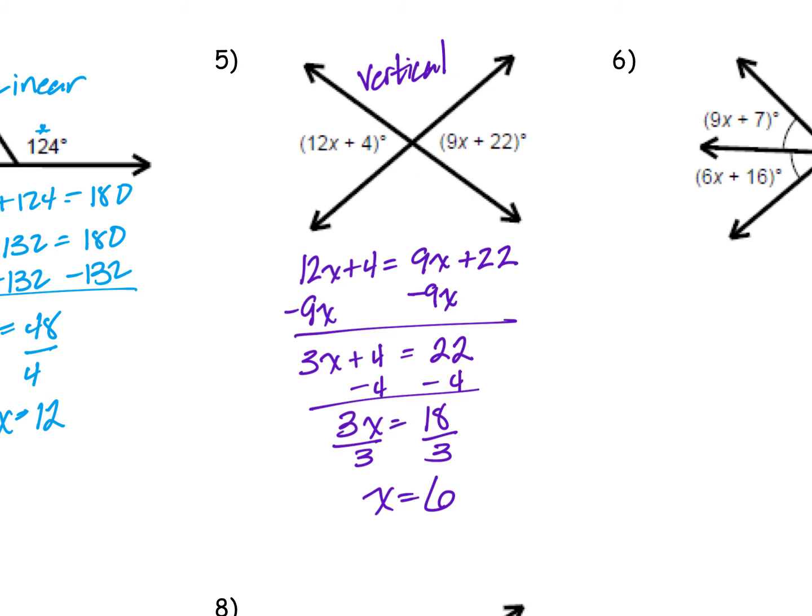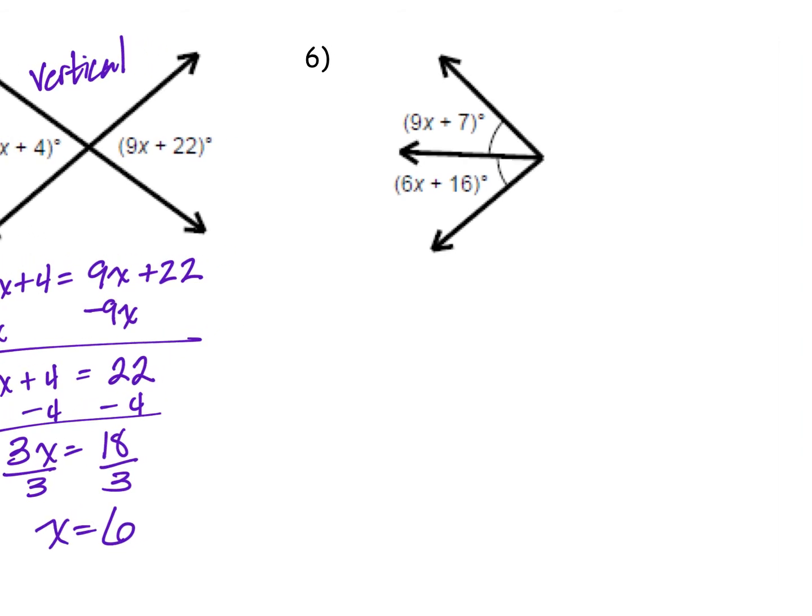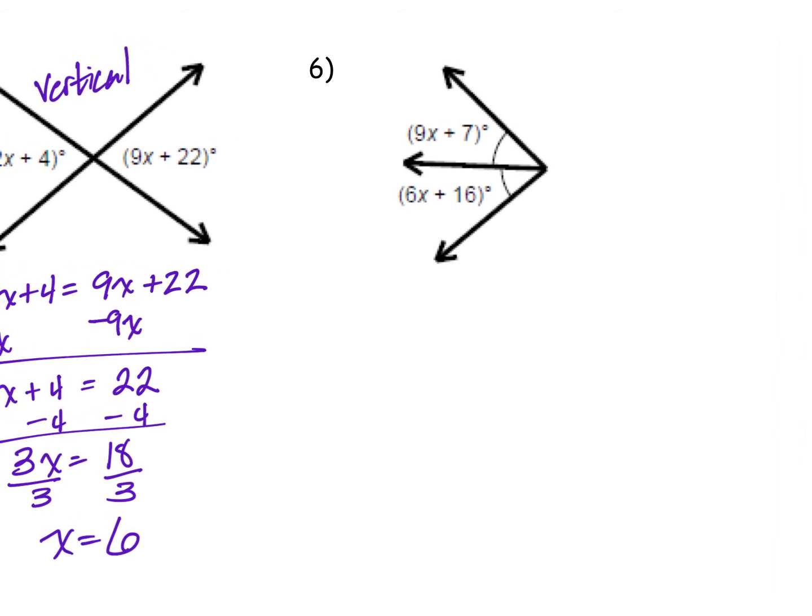Okay, what about number 6? It's weird, but it's defined. We have it defined on the front page of today's and yesterday's notes what type of angle it is. Complementary. So that means it's a 90-degree angle. It's an adjacent angle. Good.